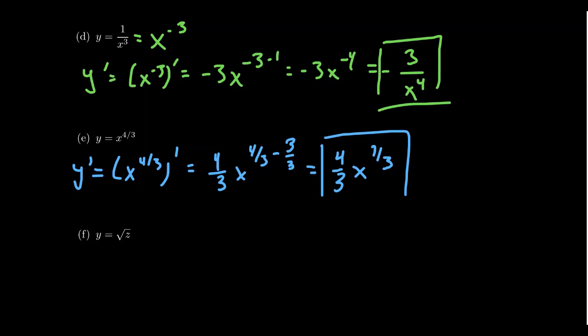Since the original one had these fractional exponents, I'm going to leave it that way. You could write it as 4/3 times the cube root of x, but again, I want to resemble the original style of the problem. And then with this one, y equals the square root of z.